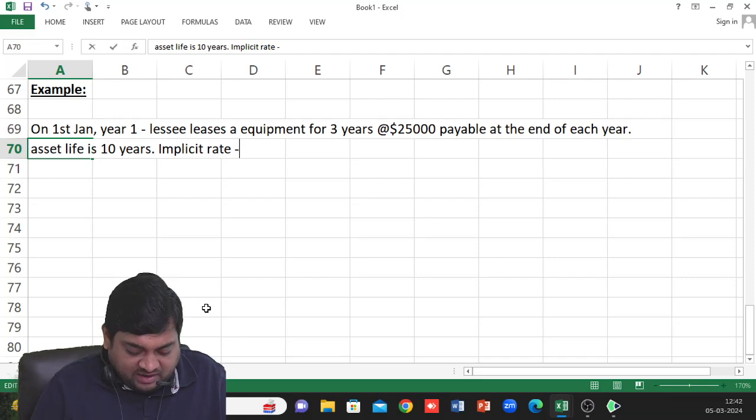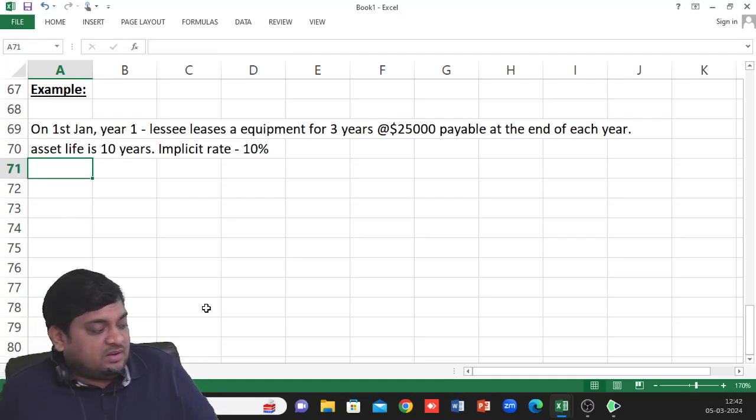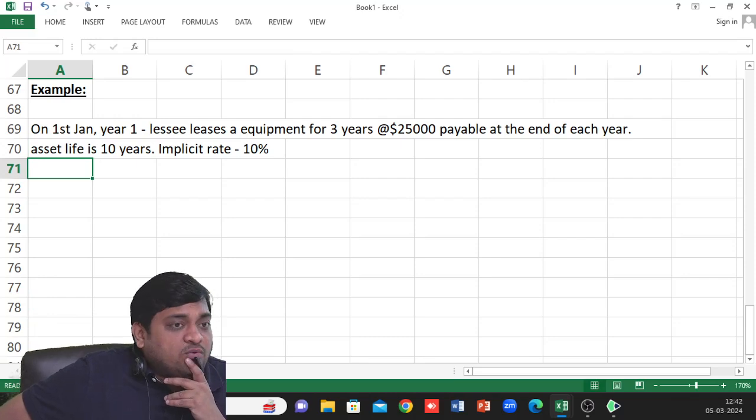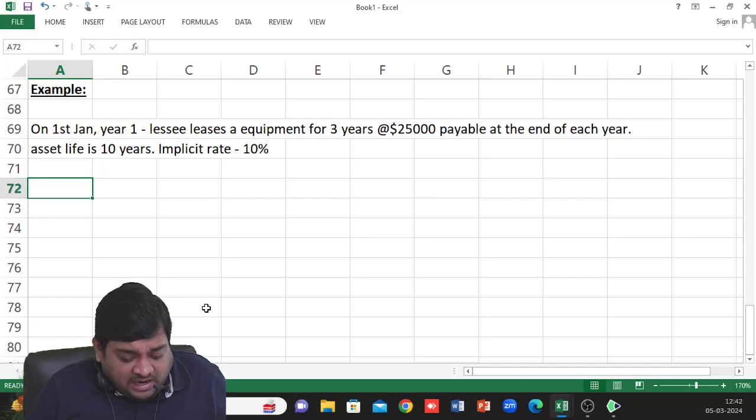Implicit rate they have given us is 10%. If this rate is not given, then we will go for what? If this rate is not given, we will go for the lessee's incremental borrowing rate, right? Now tell me one thing.